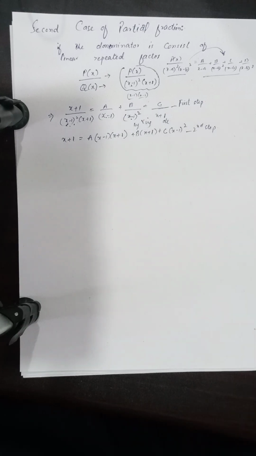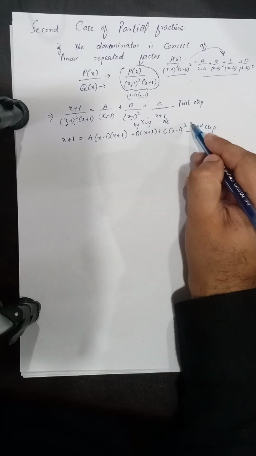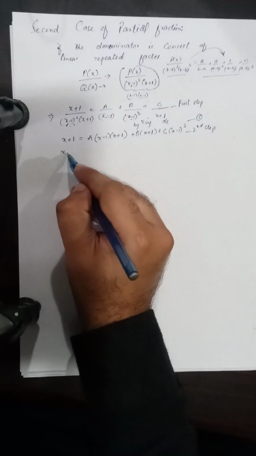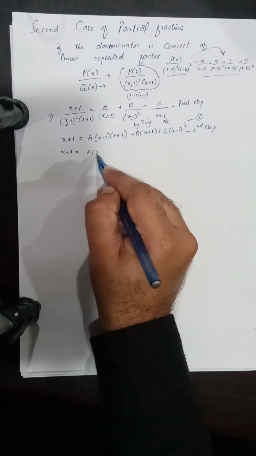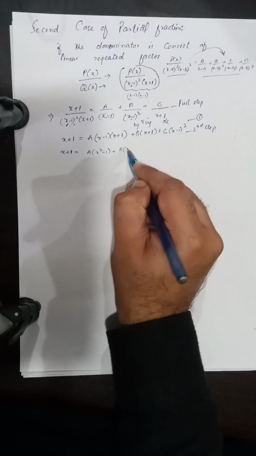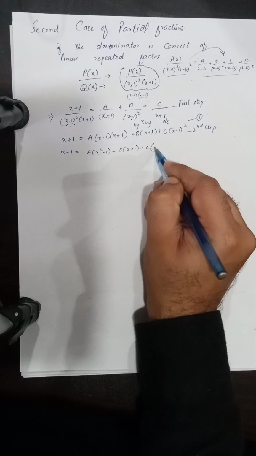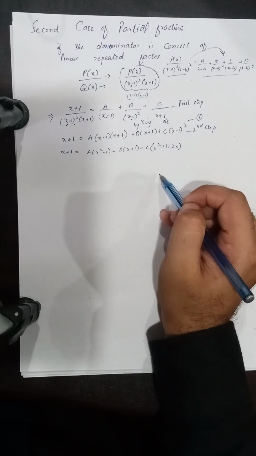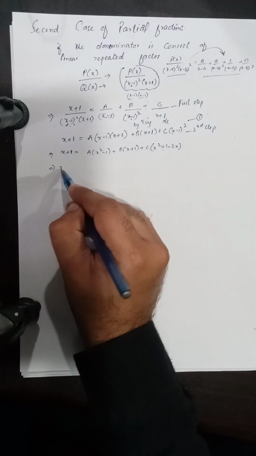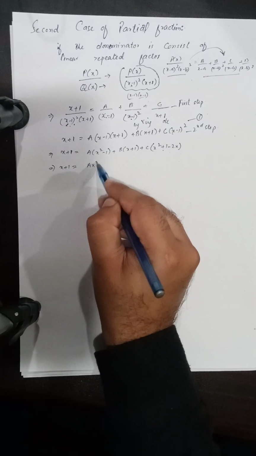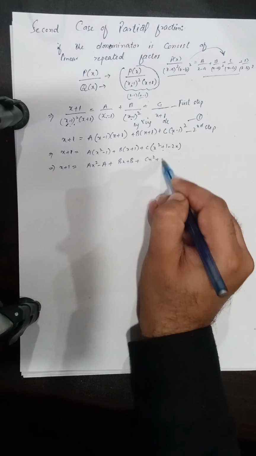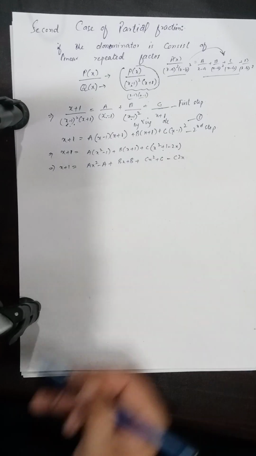This is equation 1. Now the third step: let's simplify these expressions. So x plus 1 is equal to a into (x square minus 1) plus b into (x plus 1) plus c into (x square plus 1 minus 2x), since (a minus b) whole square is equal to a square plus b square minus 2ab. So x plus 1 is equal to ax square minus a plus bx plus b plus cx square plus c minus 2cx.